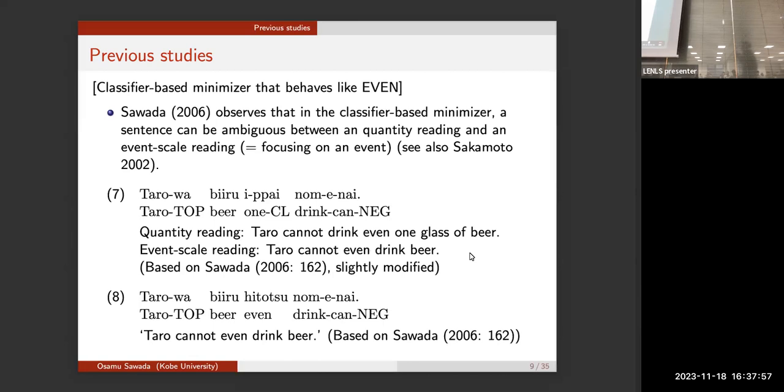I also observed in 2006 that in the so-called classifier-based minimizer, a sentence can sometimes be ambiguous between a quantity reading and an event scale reading. For example, in (7), Taro wa biiru ippai nomenai can have two readings. One is a quantity reading, which says that Taro cannot drink even one glass of beer. There is also an event scale reading, which says Taro cannot even drink beer. The second reading, the event scale reading, is very similar to the scalar particle hitotsu, like (8): Taro biiru hitotsu nomenai. The event scale reading of (7) is very similar.